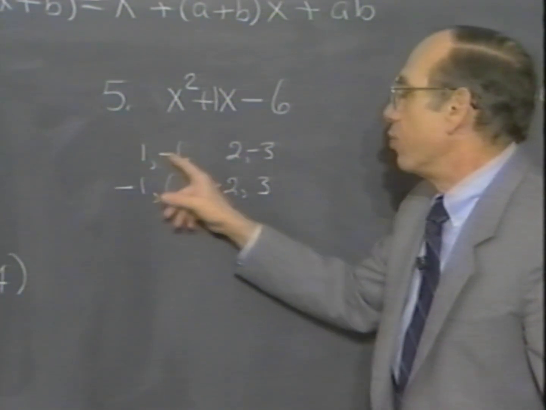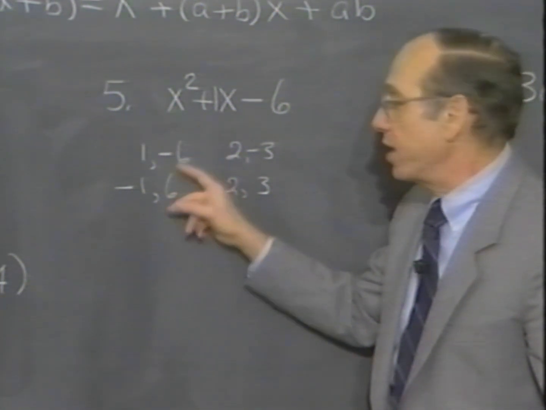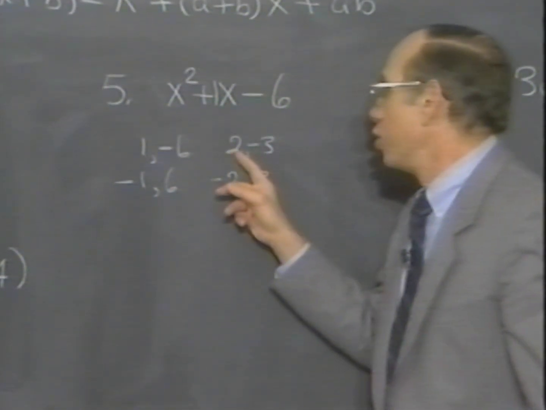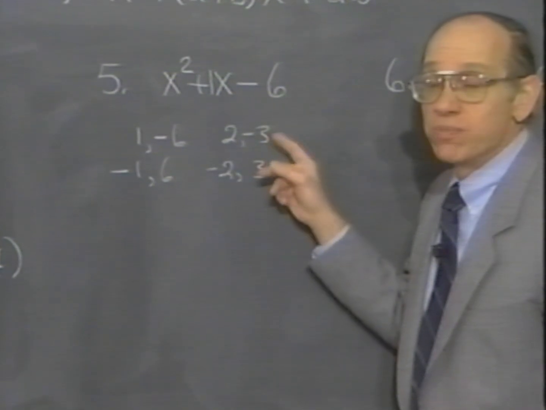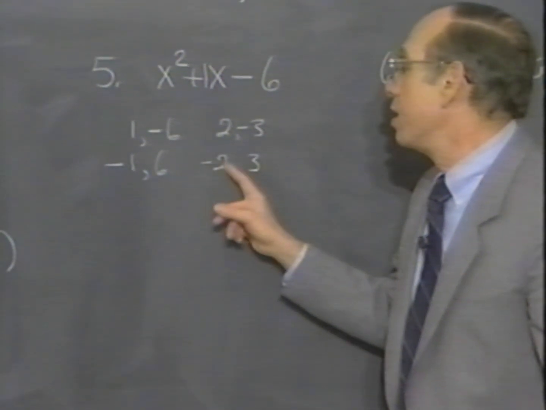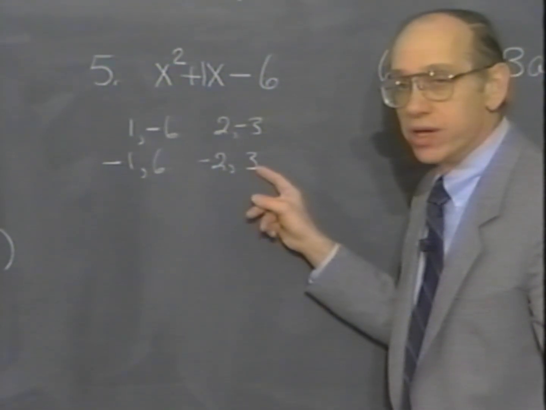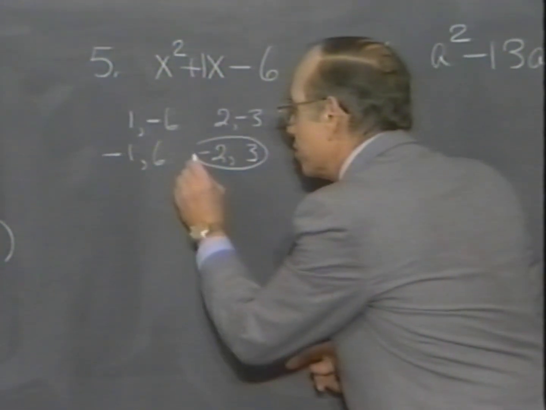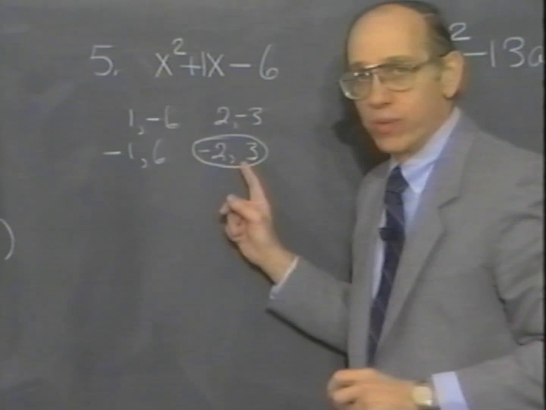So let's see. 1 plus minus 6, that can't be right. Minus 1 plus plus 6, no, that's 5. That's wrong. 2 plus minus 3, no, that's minus 1. That's no good. Minus 2 plus 3, that's right. Minus 2 plus 3 is 1. So this last pair that we picked out is the pair we really want.